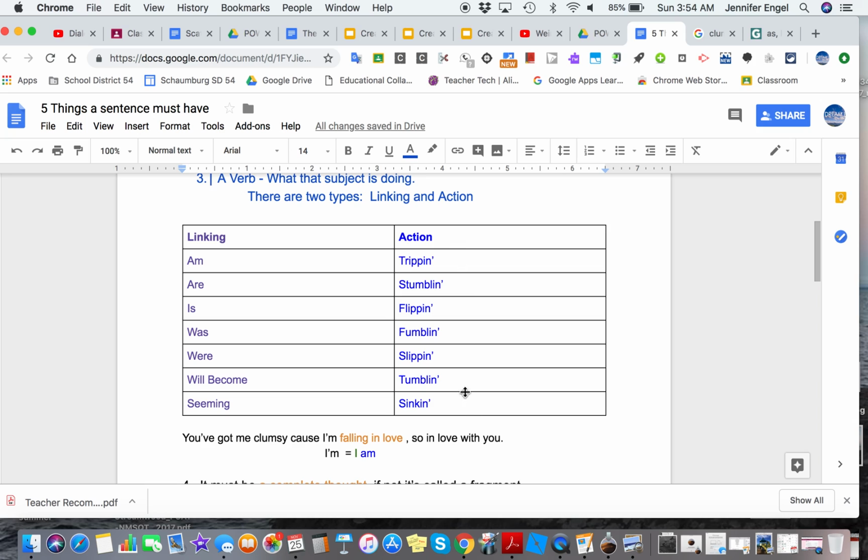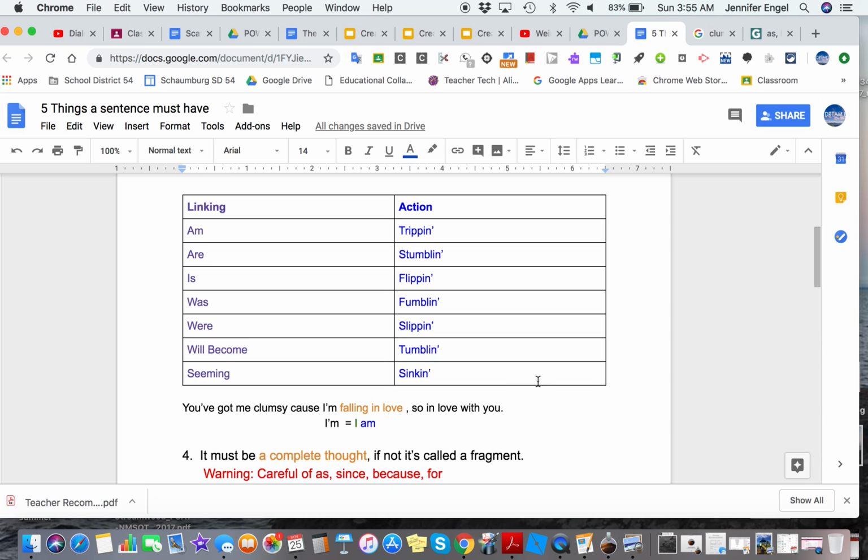And then there's also an action verb. This is where, in addition to trip and stumbling, now if this was correct grammar, of course we wouldn't use this comma here. We would say tripping, stumbling. But I used this for the sake of remembering the 2 different types of verbs.